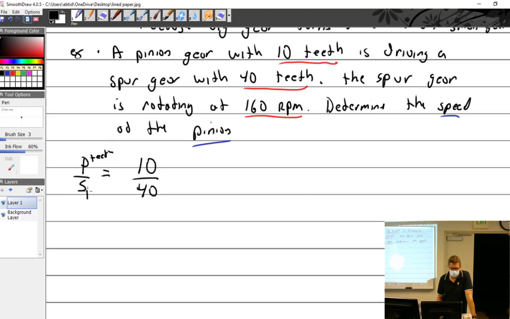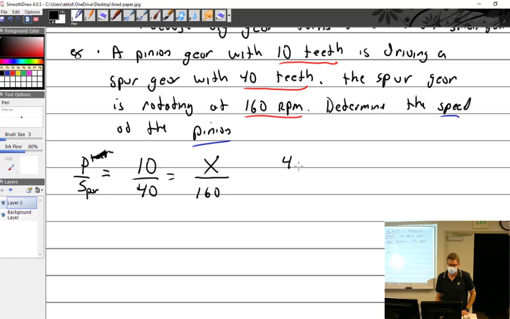Now, I'm doing it wrong, so I'm just warning you right now. This is going to be the wrong way to do it. If we kept it the same, with the pinion on top and the spur on the bottom, because that's what we did before, like distance over gallons, so pinion over spur is 10 over 40, and how fast the pinion is going is what I'm supposed to find, right? And the spur gear is going 160. Okay, so let's cross multiply.